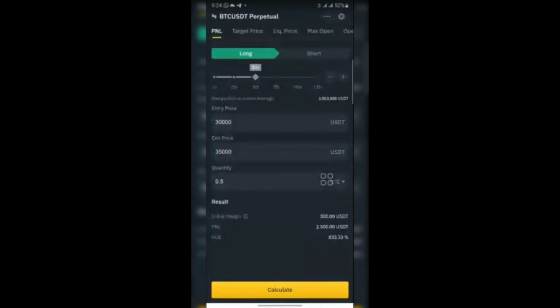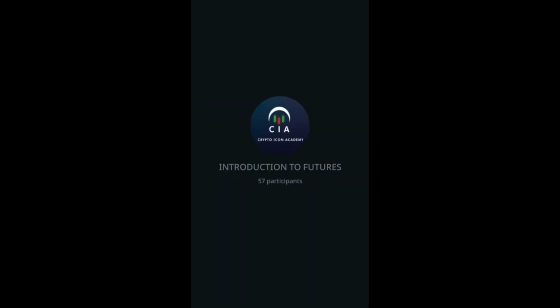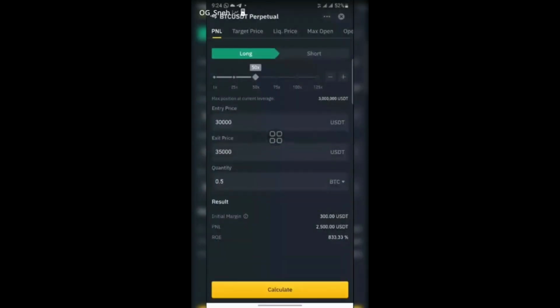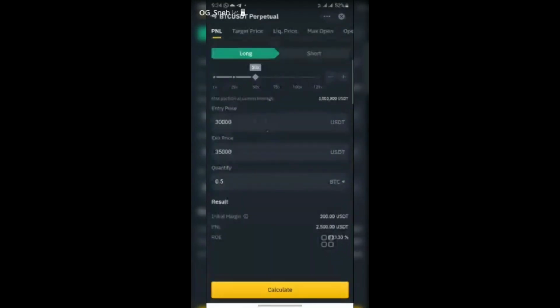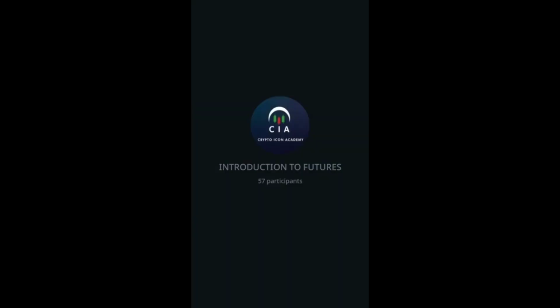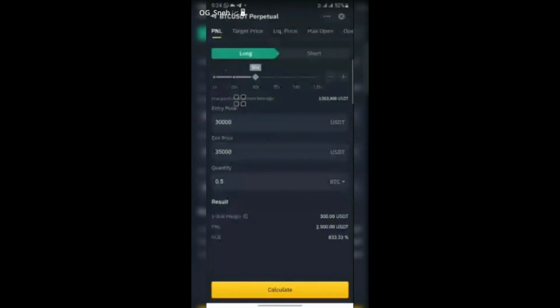So now that's how to use it. But when you use 20x leverage, you see 333%. So why is it changing? I'm going to tell you in leveraging. So this target price, liquidation price, max open, and open price don't concern you. What you are concerned about is this PNL. So it's the same thing with the calculator. Once you open this calculator, nothing up here concerns you.